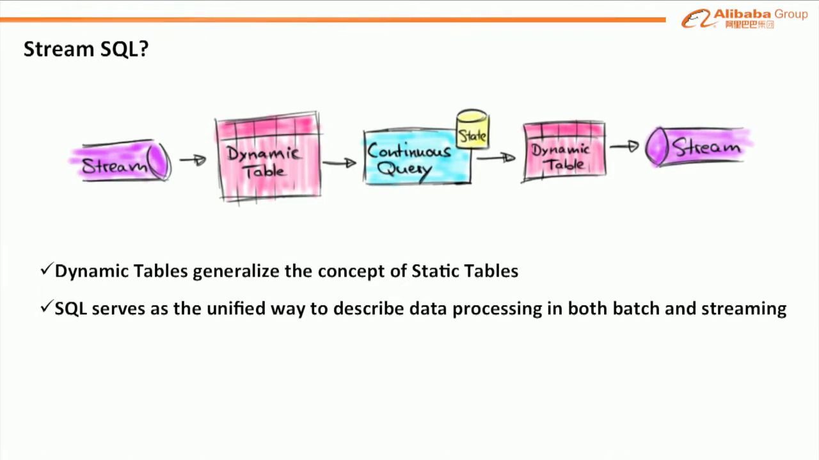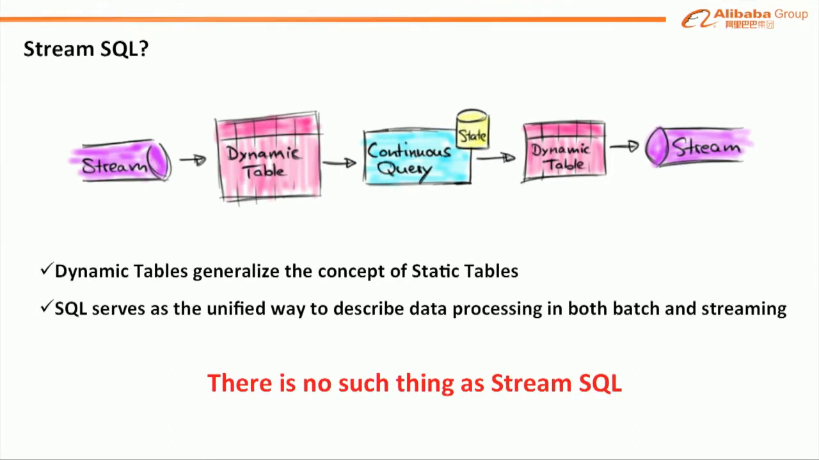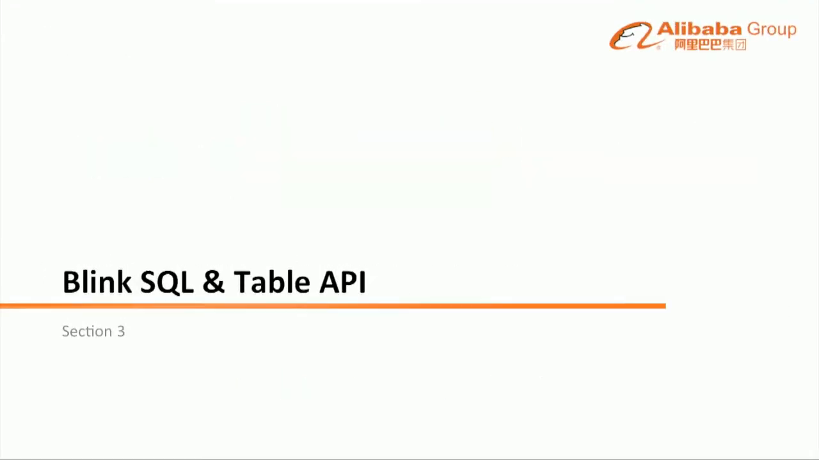To summarize, the dynamic table generalizes the concept of a static table in the batch case. And once we have the dynamic table, we can use the same SQL to unify the data processing logic in both batch and streaming. The important thing is the same SQL works for both batch and streaming, and there is no need for stream SQL. Now I hand off to my colleague Shaoxuan.